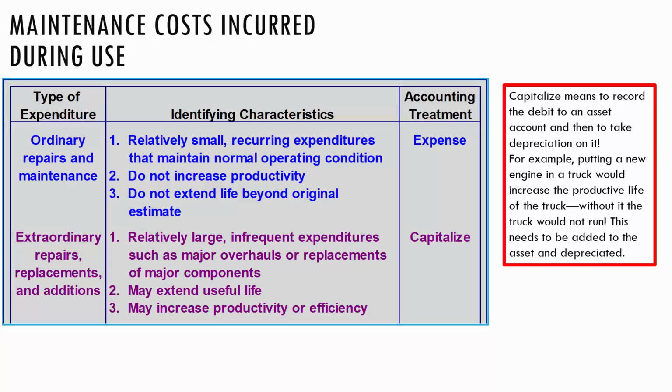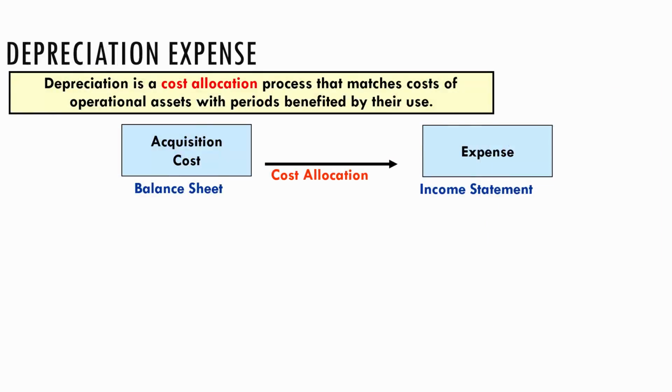Companies oftentimes try to manipulate their income statement by not recording expenses. Instead of recording expenses, they try to capitalize them or put them in assets. This is not GAAP. Clearly, GAAP says there's differences between when you expense an item and when you capitalize the item.